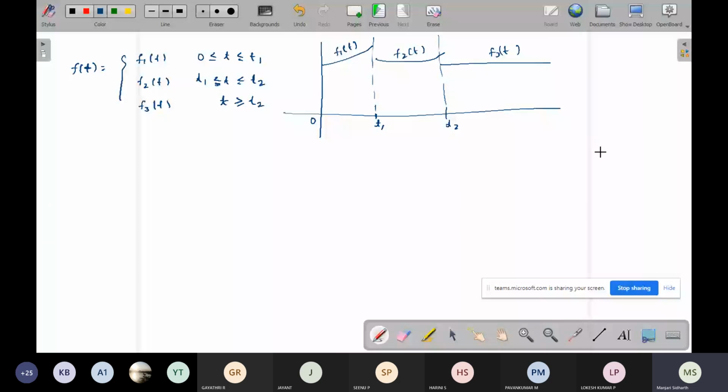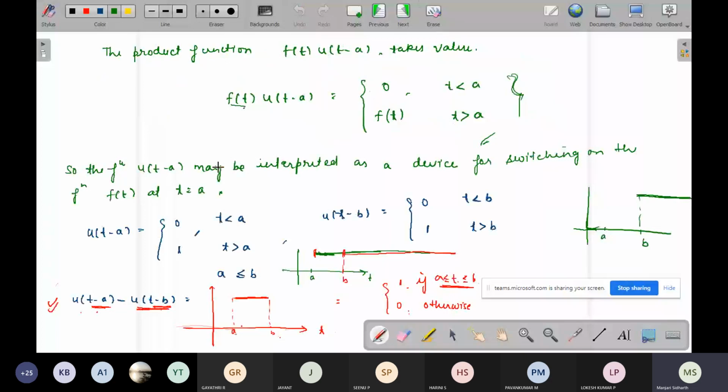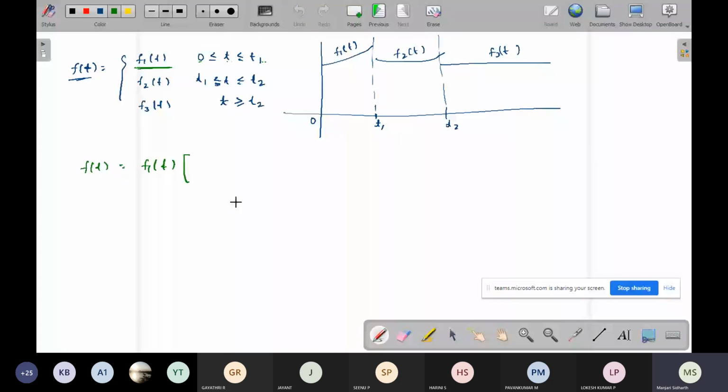So using Heaviside function, we can write this type of piecewise continuous function as the addition of their components. So how to write? See, f of t. If I take f1 of t, and when t lying between 0 to t1, I can write the Heaviside function, right? u of t minus 0 minus u of t minus t1, like from the previous one. If it is lying between a to b, so u of t minus a minus u of t minus b. Okay. So u of t minus 0 minus u of t minus t1.